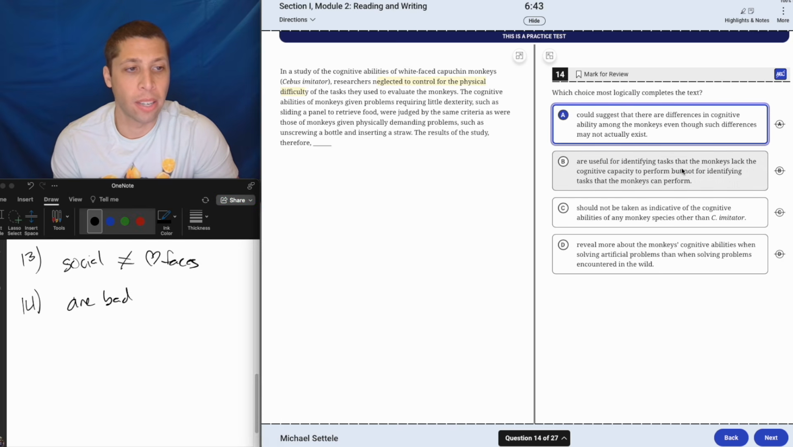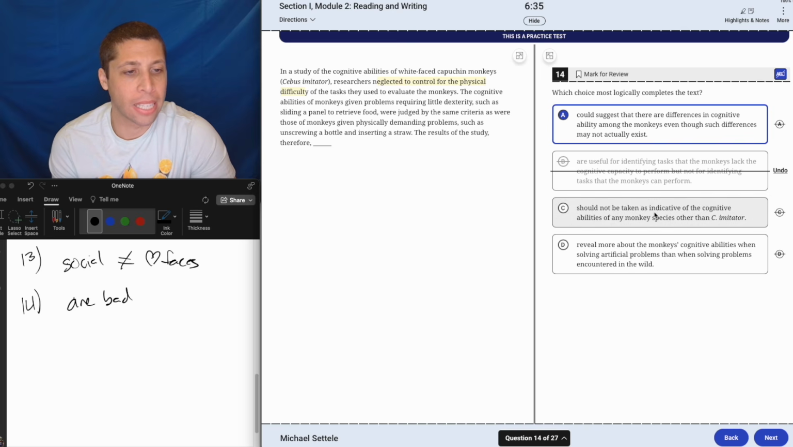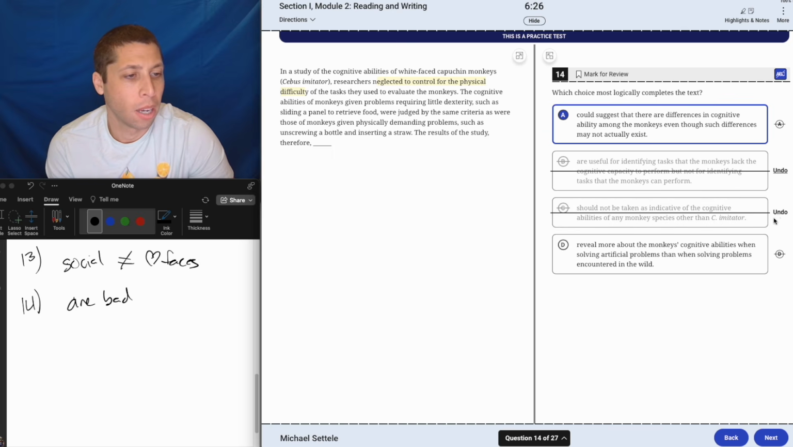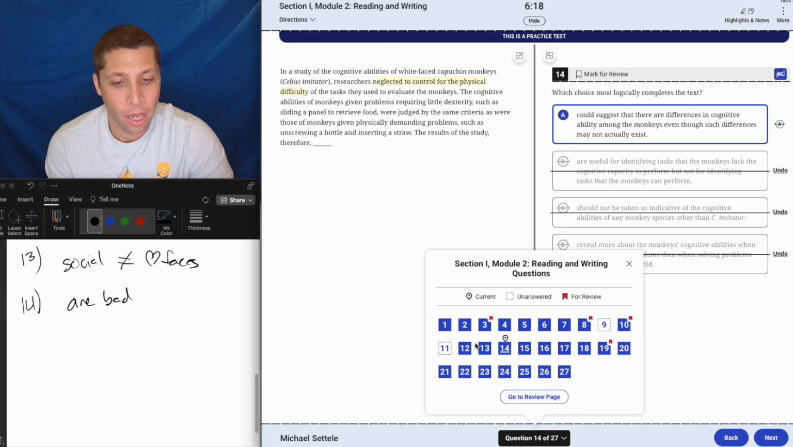Are useful for identifying tasks that the monkeys lack the cognitive capacity to perform, but not for identifying tasks the monkeys can perform. I don't know what they can't perform. Should not be taken as indicative of the cognitive abilities of any monkey species. Well, no, it doesn't. It's a bad study, so it shouldn't. It's not that it's good for this imitator thing. Reveal more about the monkey's cognitive abilities when solving artificial problems and when solving problems encountered in the wild. They're not comparing artificial versus wild. So there you go. These are easy.